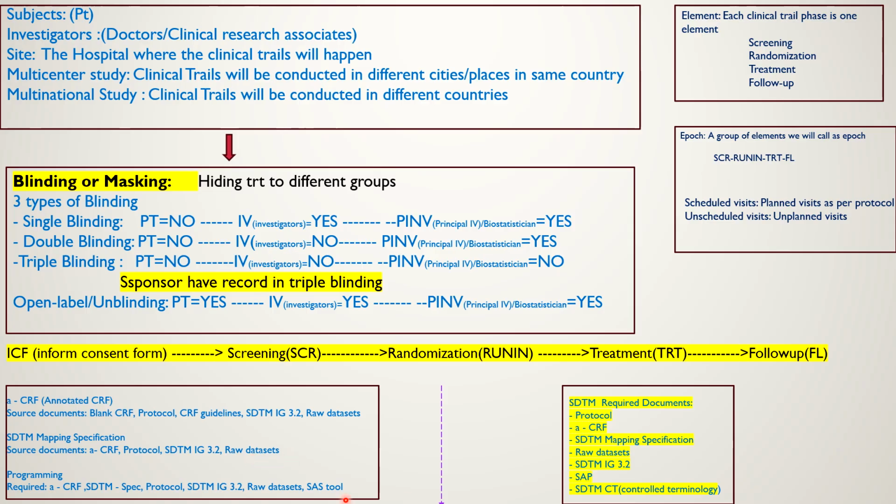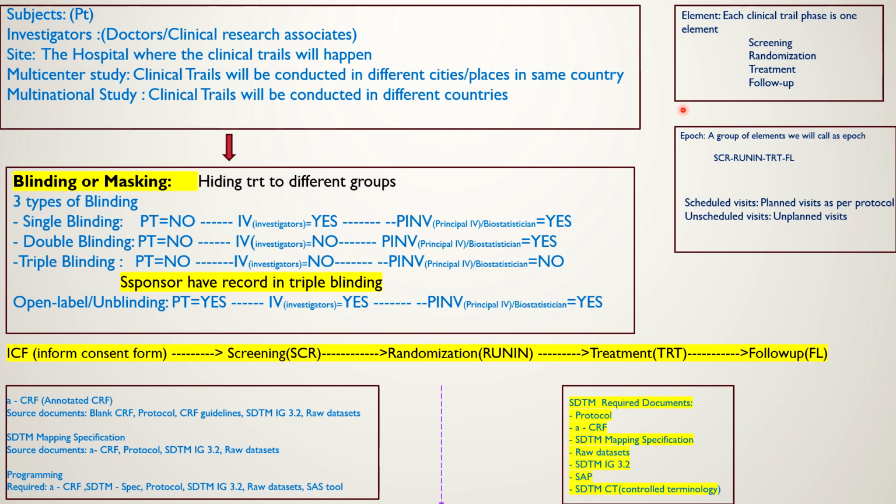Once everything is ready, we need to create the SDTM domains or ADaM domains. For that we also need some source documents. For example, if we are going to do SDTM domains, we need source documents like the protocol, CRF, SDTM mapping specification, raw datasets, SDTM guidelines, SAP, and controlled terminology.